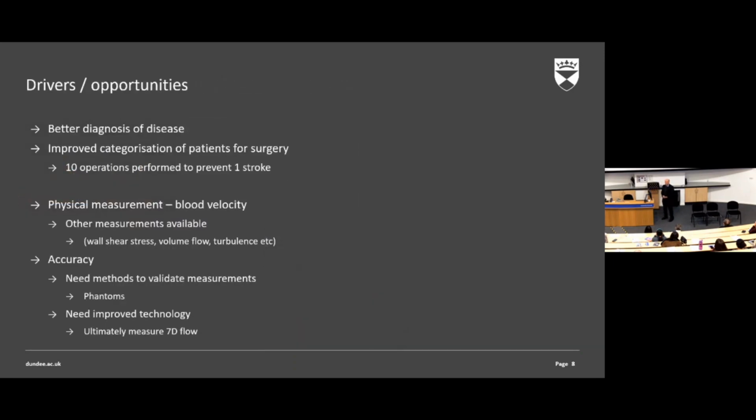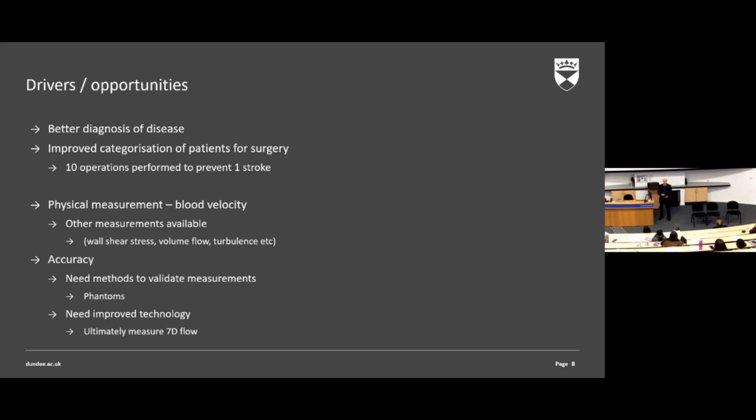So let's just stop for a second and let's have a look at what the drivers and opportunities are. So first of all, we need better diagnosis of disease. One of my vascular surgery colleagues told me many years ago that 10 operations are performed to prevent 1 stroke. So anything that can improve those numbers is going to be helpful.